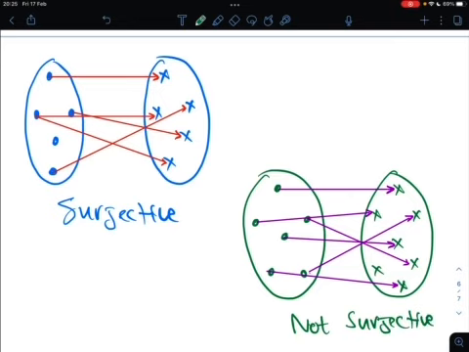Now, what are the differences? What exactly is a surjective function? So a function is said to be surjective if it is the case that each and every element that lies in the range is associated with some arrow coming from the other set.